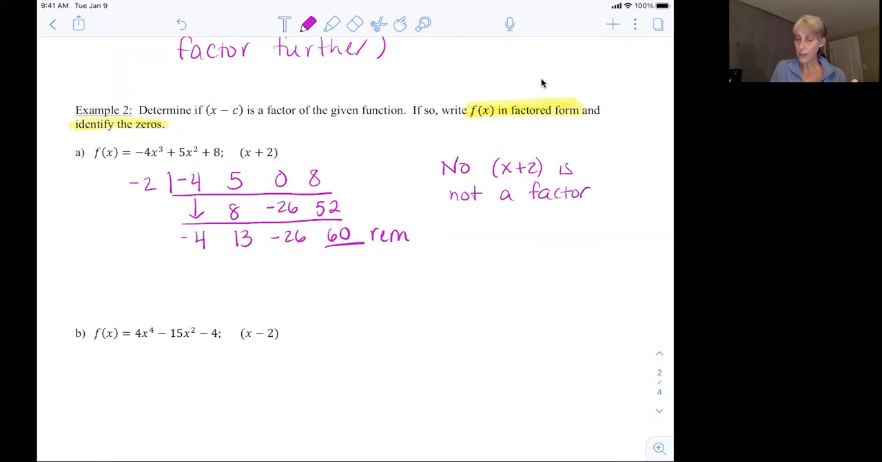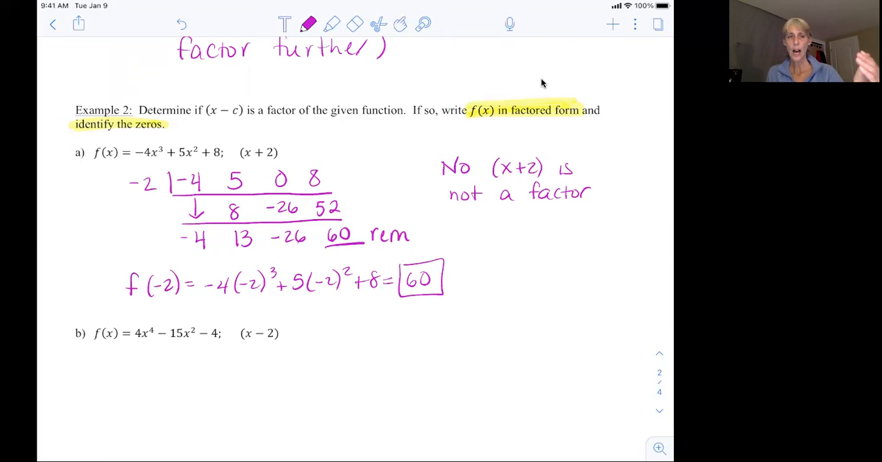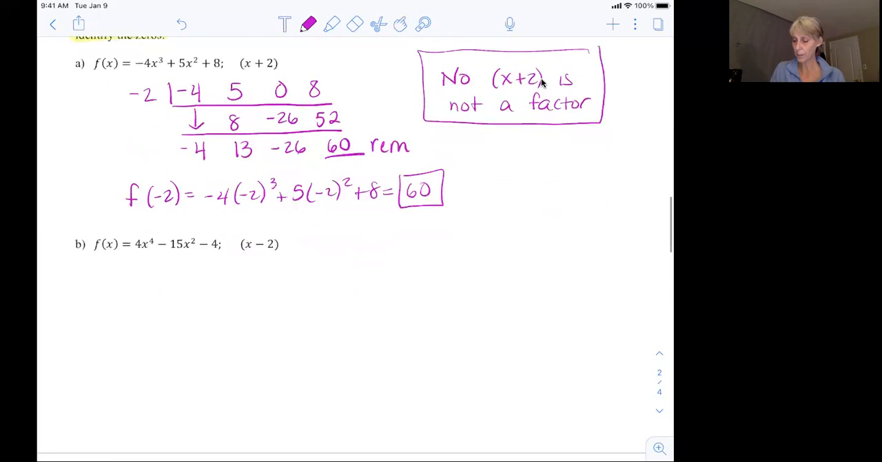Another way I could have done this is I could have plugged -2 in and see that I get 60 as my answer. And that also would let me see it. But usually, if I'm going to move on to factoring, I like to use synthetic division because I have my first step already done. So no, it's not a factor, therefore you're done. Because if it's not a factor, you can't use it to help you factor the equation any further.